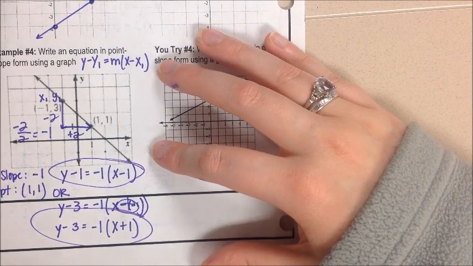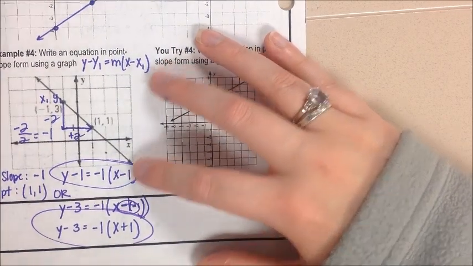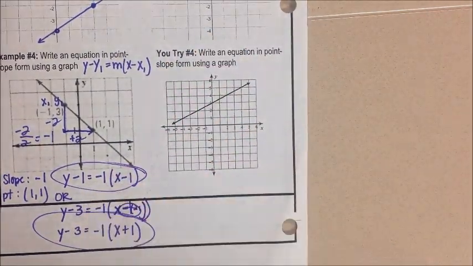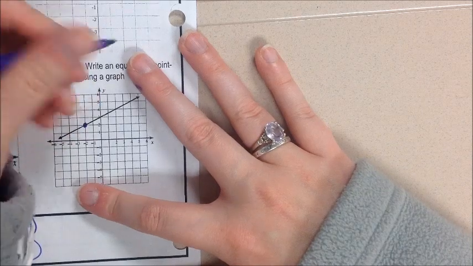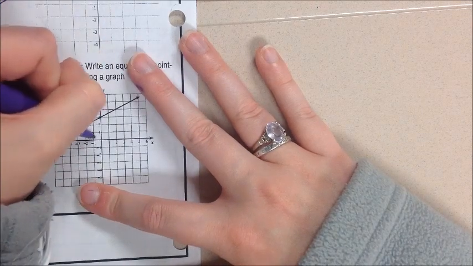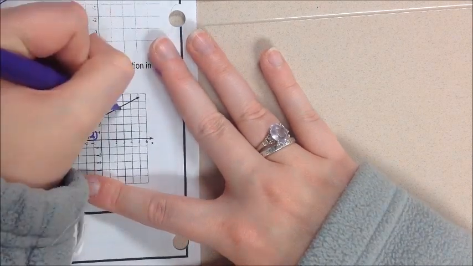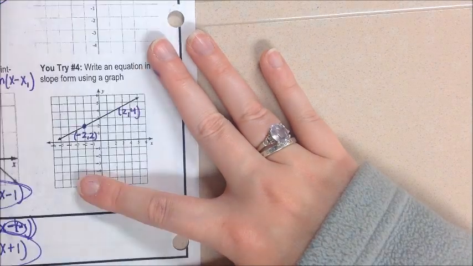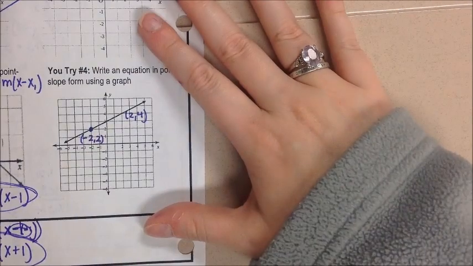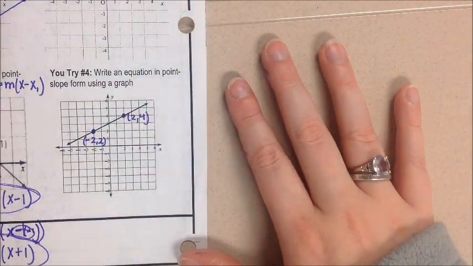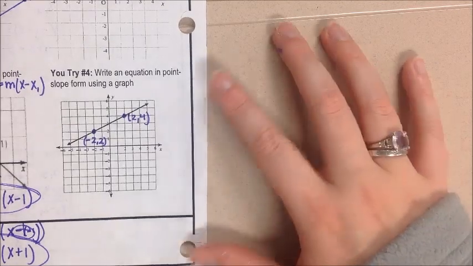Now you can leave the 1 off if you want to, just make sure you have a negative sign. Now when you go to do this Try, I'm going to give you the points -2, 2, and 2, 4. So use one of those points to write your equation. I don't want 15 different possibilities, so use one of those 2 points when you write your equation. Okay, do the Try.